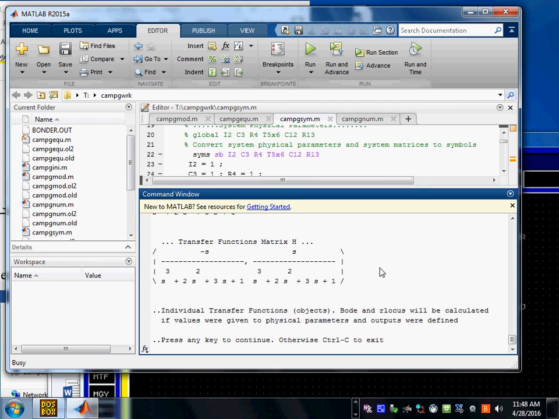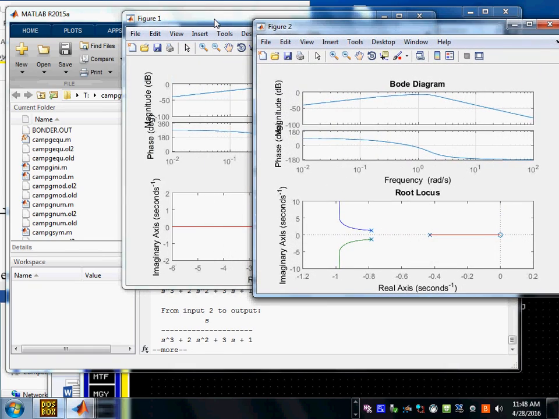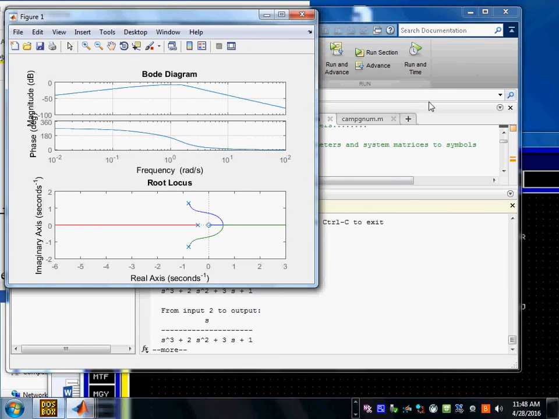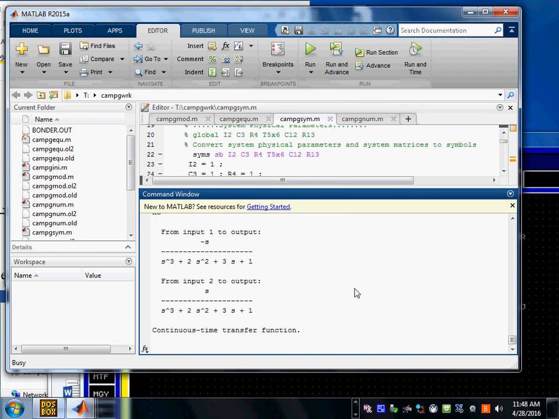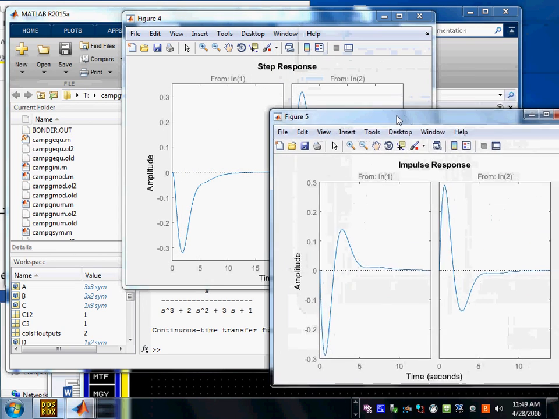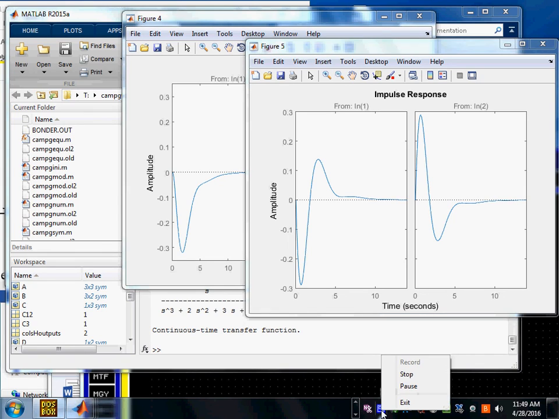And the computer, as you go in here, has automatically produced the Bode plots and the root locus plots for both transfer functions. These are the ones for yours. This would not be. And then we have also done the step and impulse response for both of them. So that's to show you how we would be able to obtain the output voltage in relationship to the input.